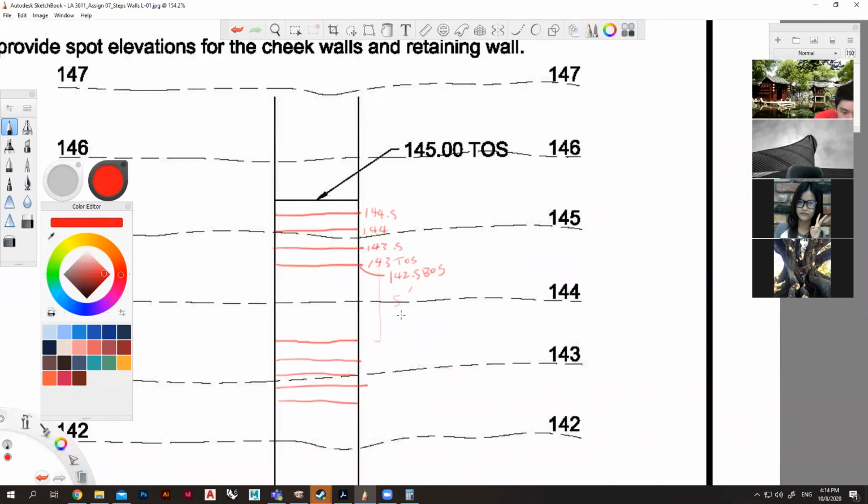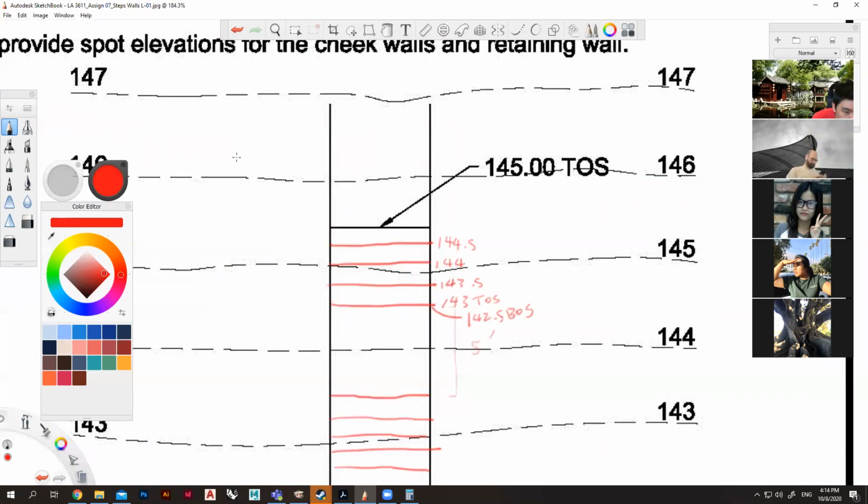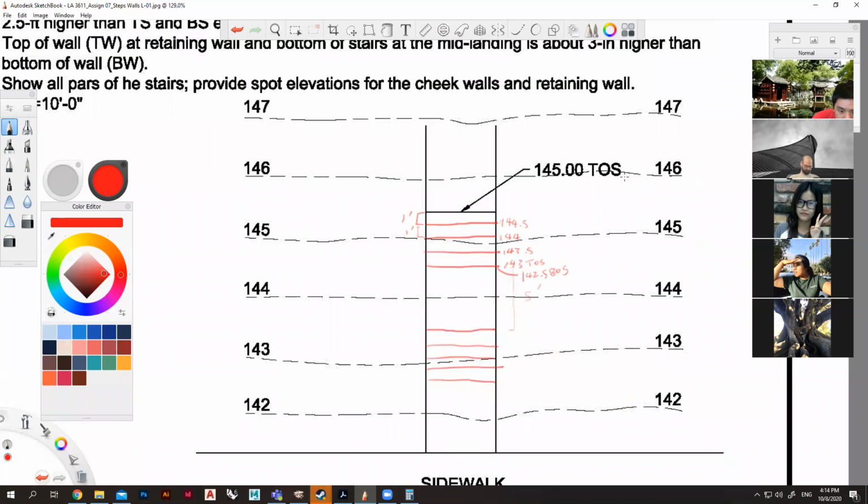And I have a question. Go ahead. I thought the risers are 6 inches, but the threads are 12, aren't they? Yeah, 12 inches, so that means it's 1 foot apart. So this distance is 1 foot. Oh, okay. But the point elevations are half a foot apart each. Oh, okay.